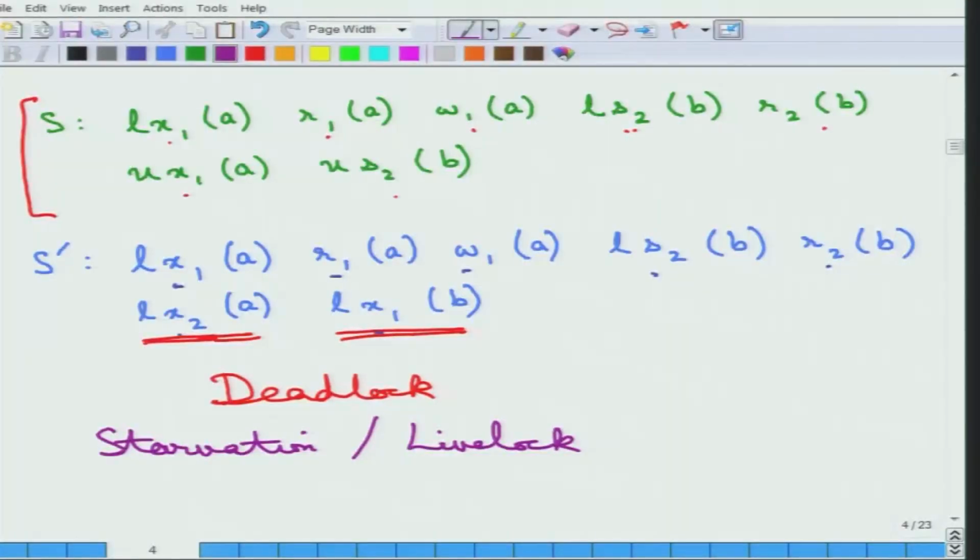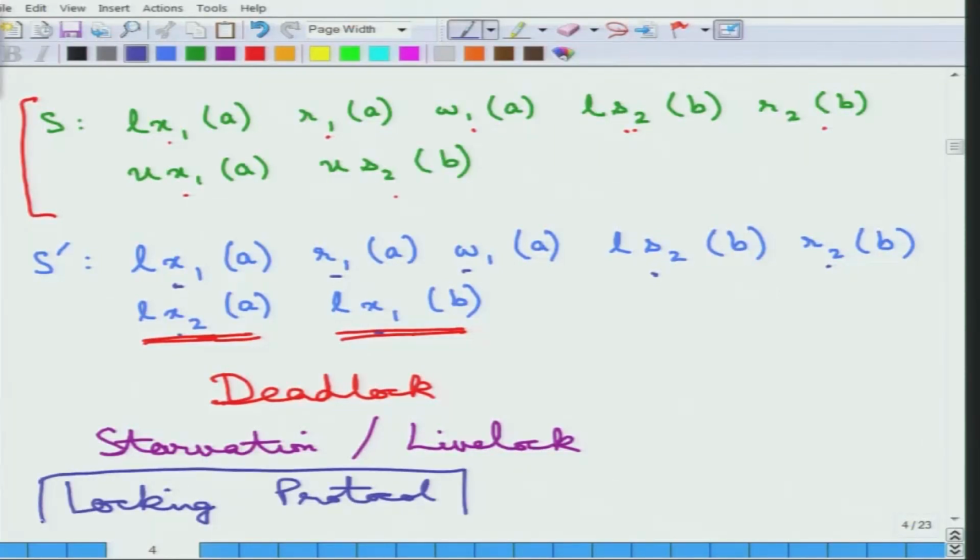What we are going to study next is what is called the locking protocol. Essentially the locking protocol will try to specify how a transaction should request for locks and how it should release the locks such that correctness is not violated. So that is the locking protocol that we are going to study next.